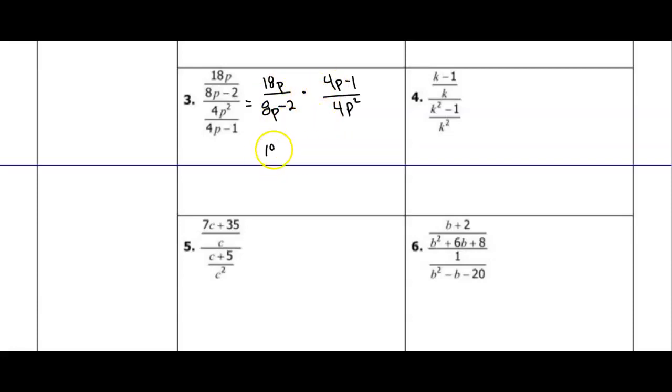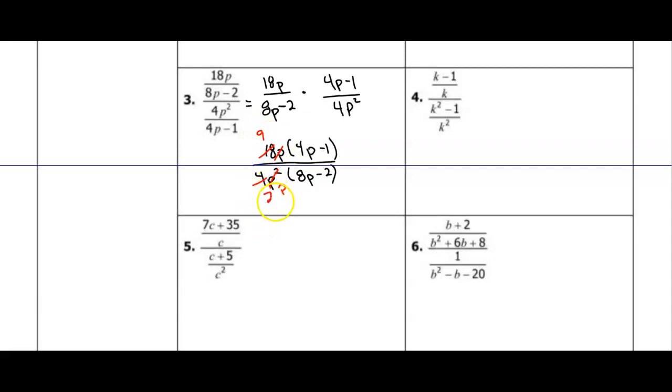Before I distribute, I have 18p times 4p minus 1. And in the denominator, I have 4p squared times 8p minus 2. So I can simplify because 2 can go into both of these. I can also take out a p, so that p cancels out this p squared, so that just leaves me with a p. 18 becomes 9.